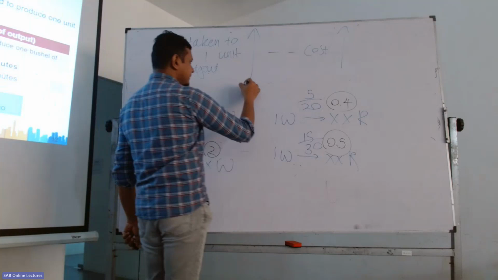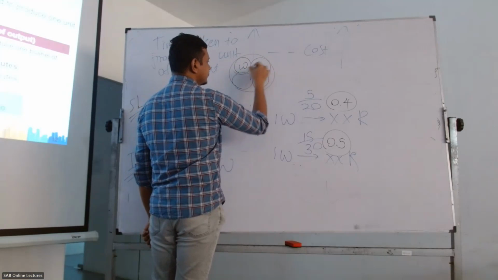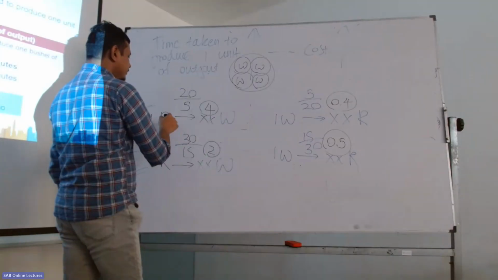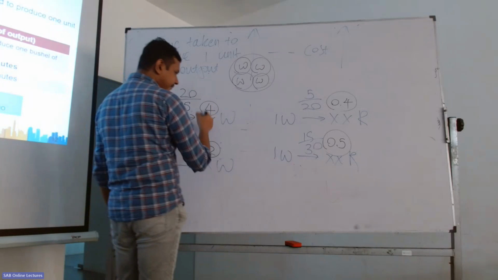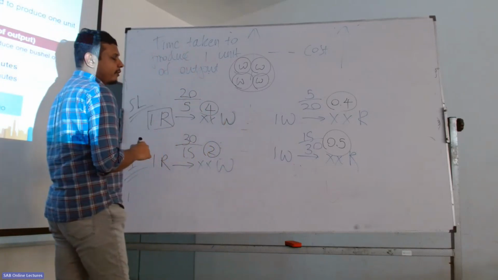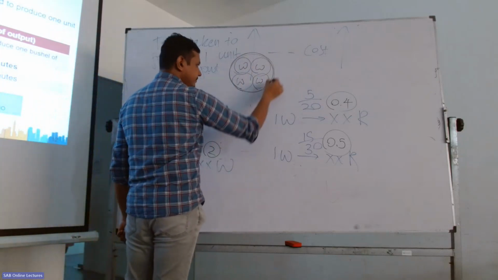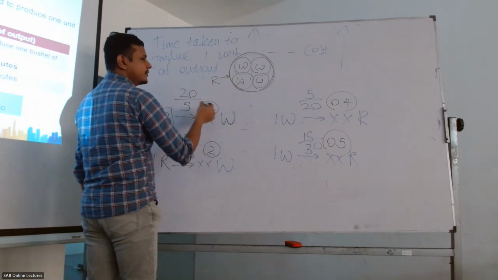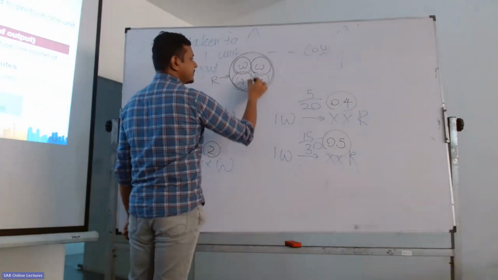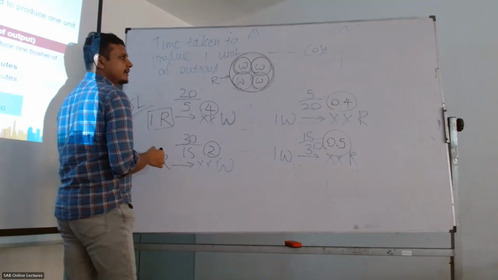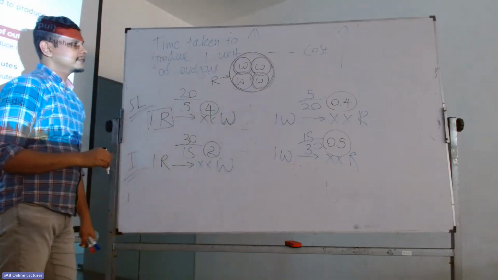So to produce 1 radio, it takes 20 minutes. Using 20 minutes, we can produce 4 wheat. That means to produce 1 radio, it takes 4 wheat. To produce 1 radio, we have to sacrifice 4 bushels of wheat. It's clear from this picture. It takes 20 minutes to produce a radio. Using the given time, 20 minutes, we can produce 4 bushels of wheat. In other words, to produce 1 radio, we have to sacrifice 4 bushels of wheat. That is the idea behind this.